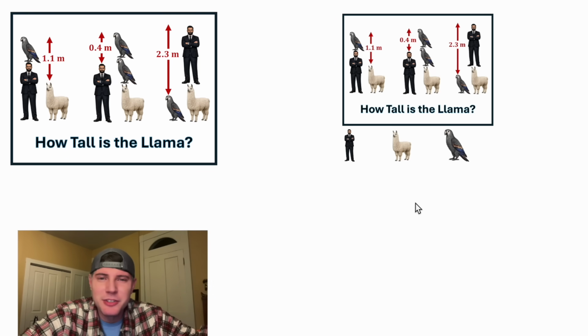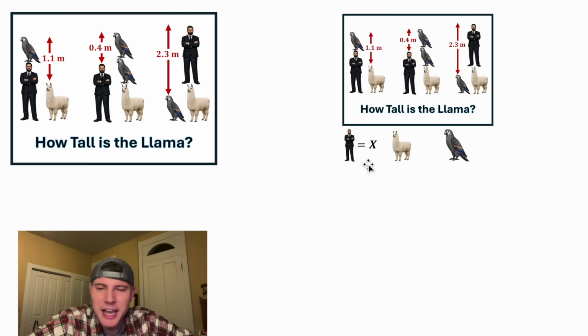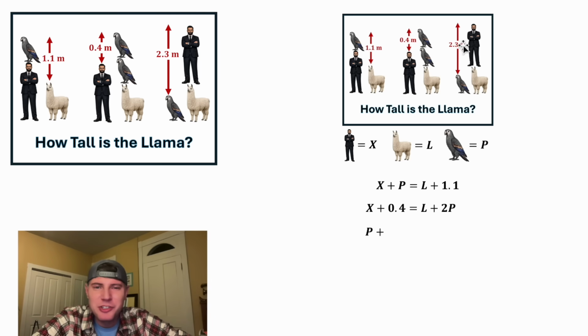This can be given an X because the arms are crossed. This can be given an L because it's shaped like an L. And then this can be a P because if we turn it over, it looks like a P. And now we can write equations for each of these three scenarios. X plus P is the same height as L plus 1.1, so they're going to be equal to each other. We also have X plus 0.4 is equal to L plus 2 P's. They're the same height. And then we have P plus 2.3 is equal to L plus X.